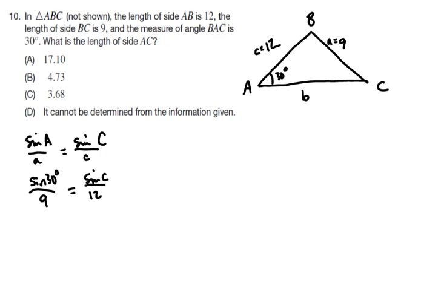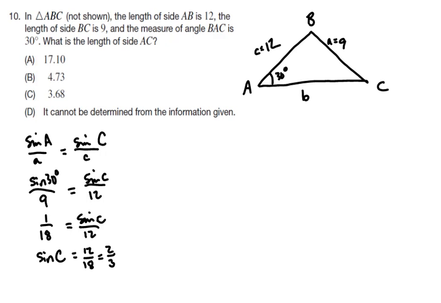So when I plug in the three values that I do know, I get sine of 30 degrees over 9 is equal to sine of capital C over 12. First of all, I do know that the sine of 30 degrees is 1/2. So 1/2 divided by 9 is 1/18. So I could simplify a little bit: 1/18 is equal to sine C over 12. If I cross multiplied and solve for sine of C, I would get 12 over 18, or 2/3.